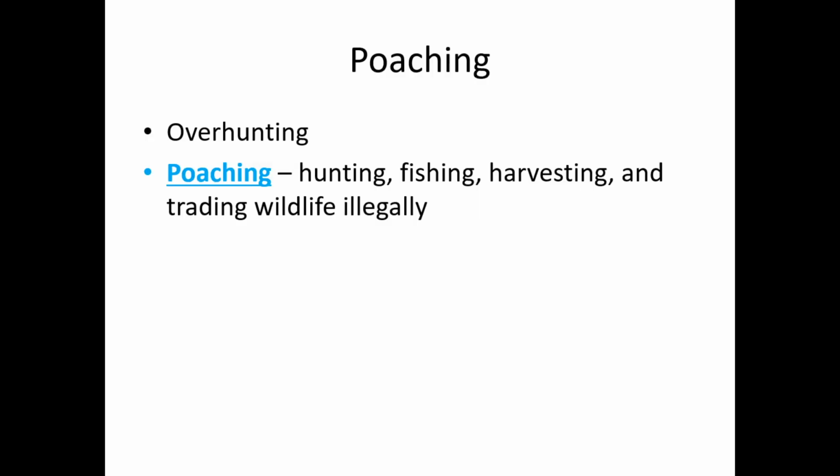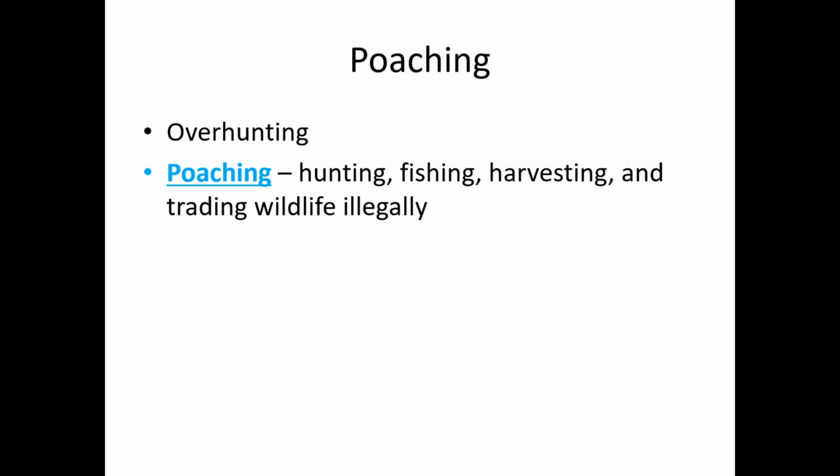Another threat to biodiversity is poaching and overhunting. Poaching deals with the hunting, fishing, harvesting, and the trading of wildlife illegally. Some examples of poaching would be the poaching of rhinoceroses or elephants for their ivory.